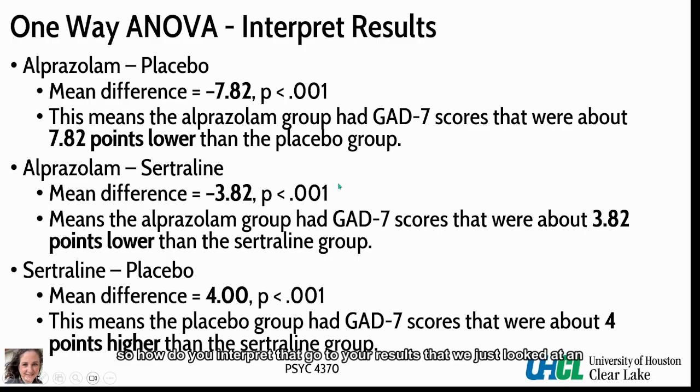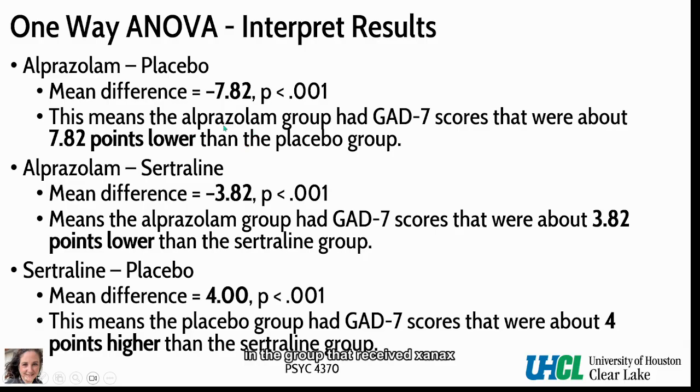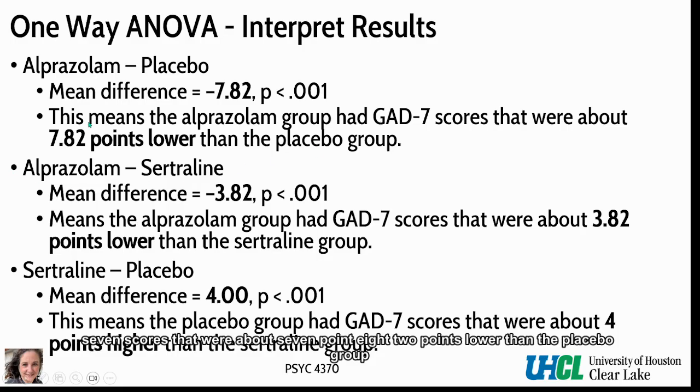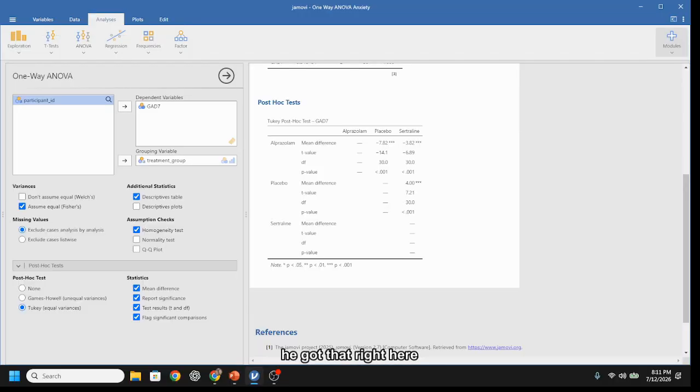Go to your results that we just looked at, and alprazolam versus placebo had a mean difference of negative 7.82. P is less than 0.001. So what that means is that the group that received Xanax had GAD-7 scores that were about 7.82 points lower than the placebo group. That's that mean difference. You got that right here, from the mean difference between alprazolam and placebo.